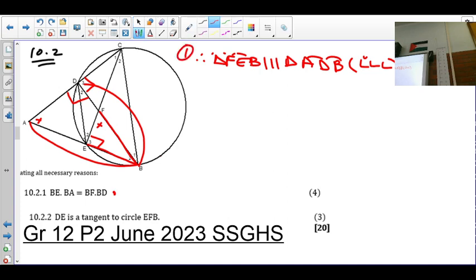That was in question 1. Let's look at question 2. Question 2 says, prove that DE is a tangent to the circle through E, F, B. So the question you should be asking yourselves: if this was a tangent, then what could we have concluded?